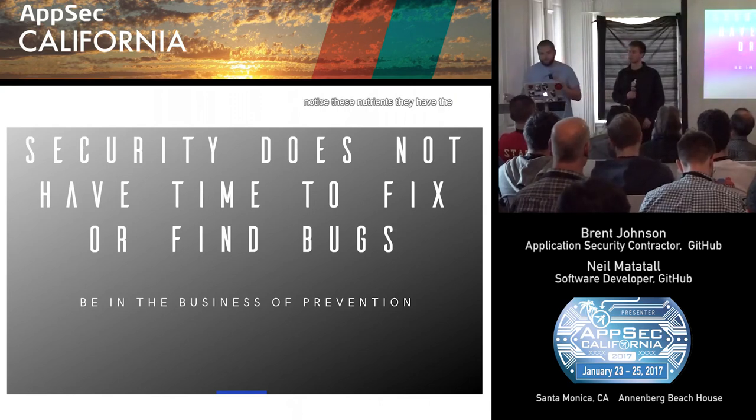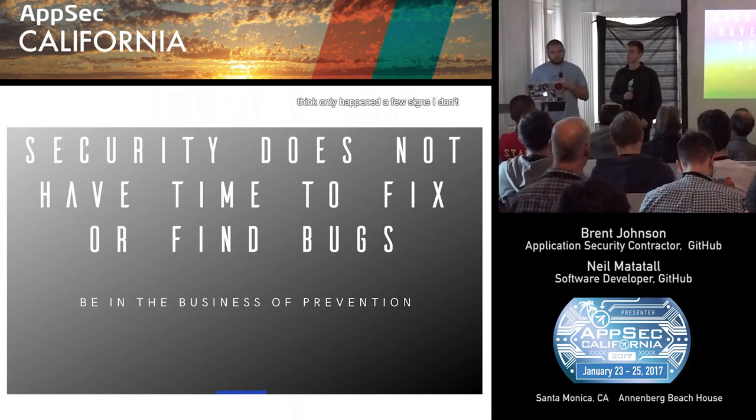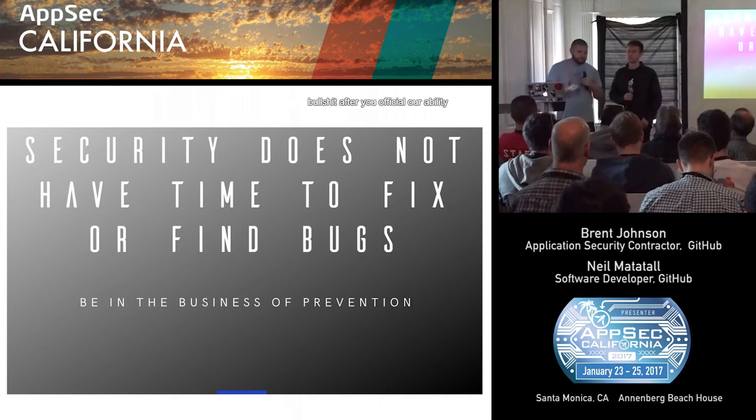so we only show the new vulnerabilities, and we send the developer an email saying, hey, we noticed these new findings. They had the option to go in and call bullshit on us, which I think only happened a few times. I don't think people were comfortable with the word bullshit. After you had fixed the vulnerability, you get another email saying it's been fixed.